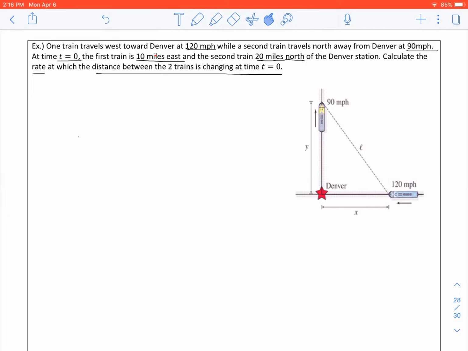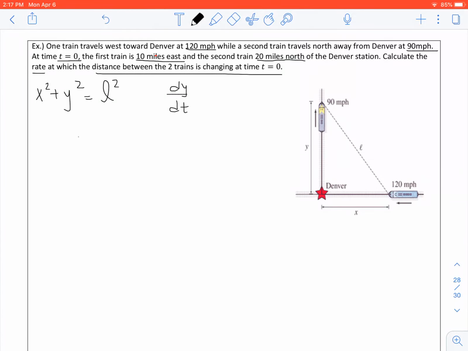So first thing is I need a formula in order to relate x, y, and L. We're going to use our Pythagorean theorem. It's one of the big ones that we use in these. So we have x squared plus y squared equals L squared. And we're asked to find dL/dt, but we know dx/dt and dy/dt. So let's go ahead and look at dy/dt first.